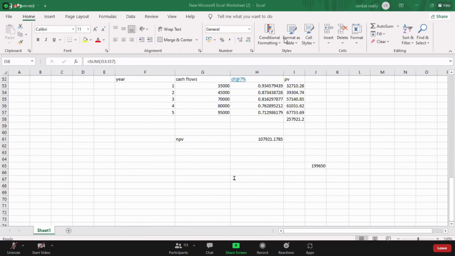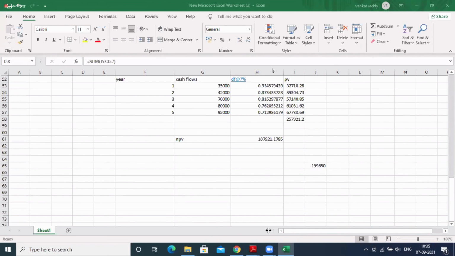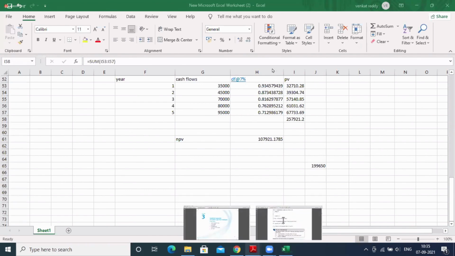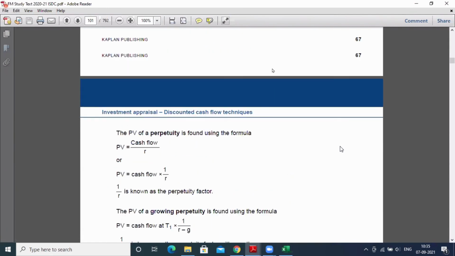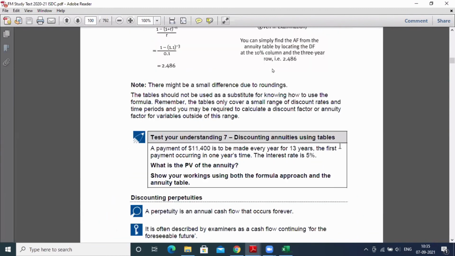Notes under annuity table, page 67. Okay, let me see page 67. Here there might be a small difference due to rounding. The table should not be used as a substitute for knowing how to use the formula. Remember, the tables only cover a small range of discount rates and time periods, and you may be required to calculate a discount factor or annuity factor for variables outside the range.